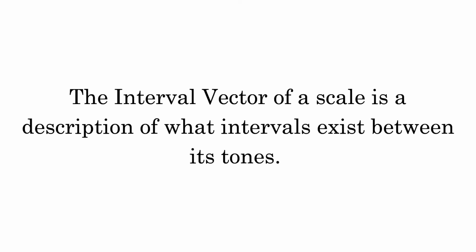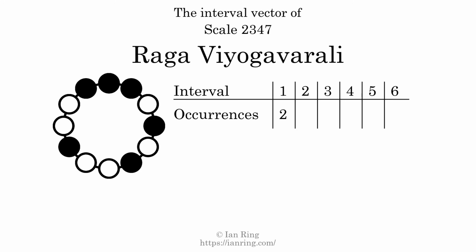The interval vector of a scale is a description of what intervals exist between its tones. There are 2 intervals with the size of 1 semitone. They are here and here. There are 3 intervals with the size of 2 semitones. They are here, here, and here. There are 3 intervals with the size of 3 semitones. They are here, here, and here.